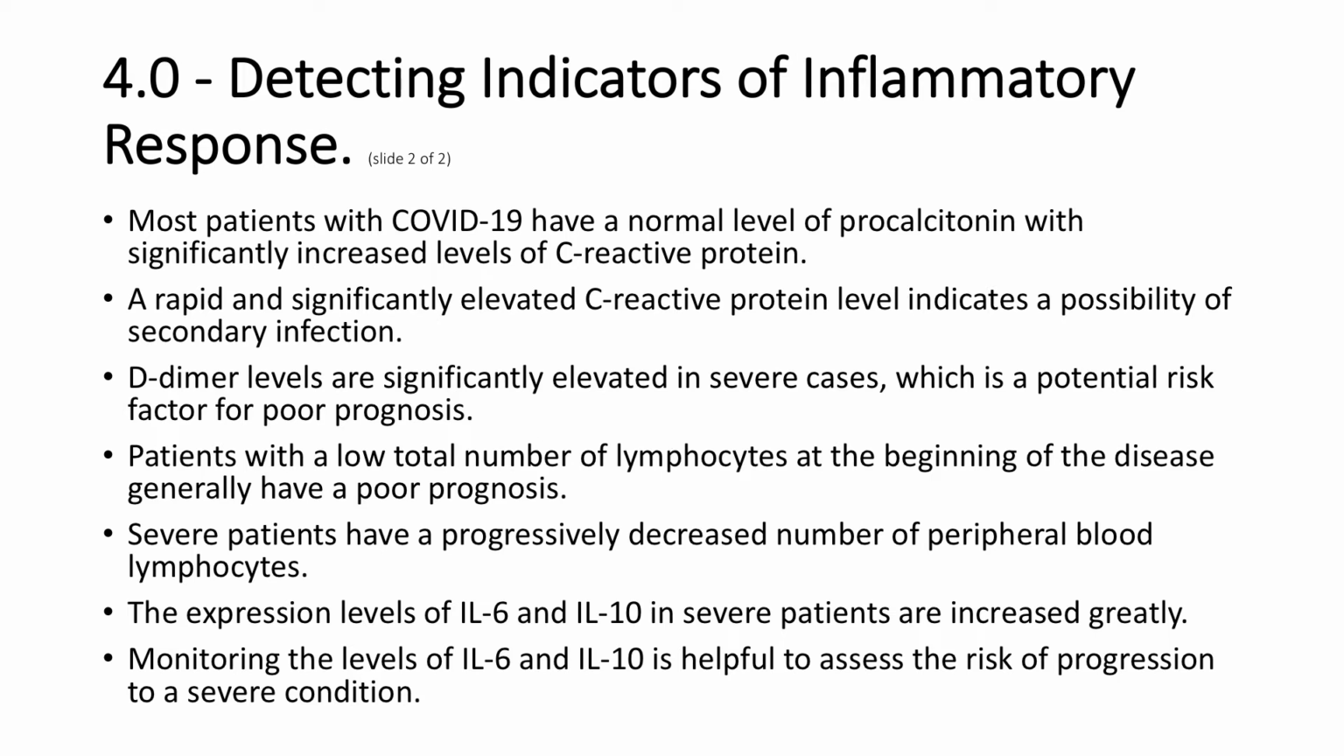Severe patients have a progressively decreased number of peripheral blood lymphocytes. The expression levels of IL-6 and IL-10 in severe patients are greatly increased. Monitoring the levels of IL-6 and IL-10 is helpful to assess the risk of progression to a severe condition.